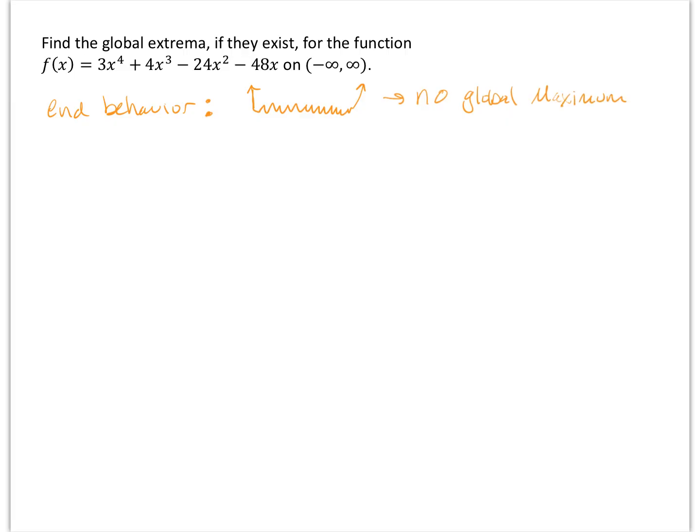But I could try to find a global minimum. So I want to look for critical points and classify them and see if I can find a global min. So critical points happen when f prime of x, which is 12x cubed plus 12x squared minus 48x minus 48, where does that equal 0?